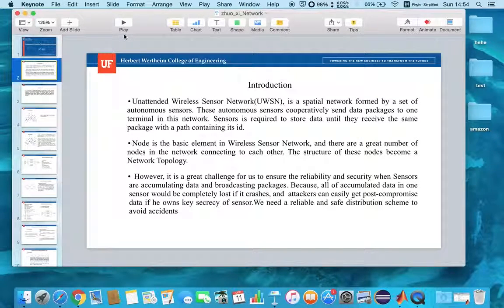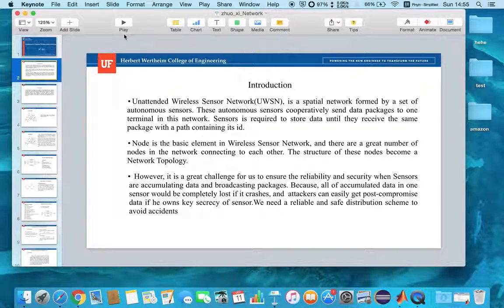Unattended wireless sensors network, UWSN, is a network formed by a set of automatic sensors. These sensors cooperatively send data packages to one terminal in this network, and the sensors are required to store data until they receive the same package with a path containing its ID.